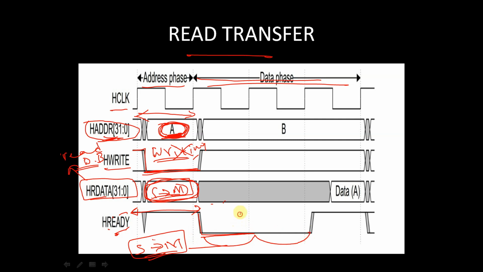So in this region, slave to master data transfer is not happening. That is, the read operation is not happening. Here we can see no read operation is happening in this region. But here HWRITE is high.